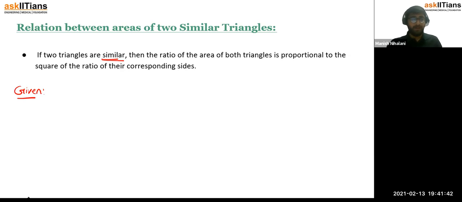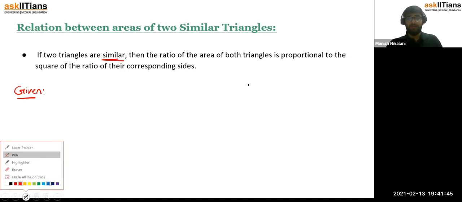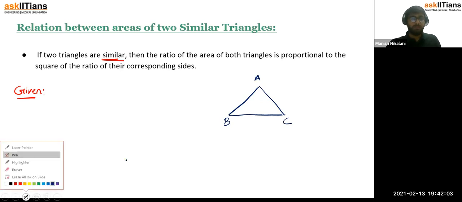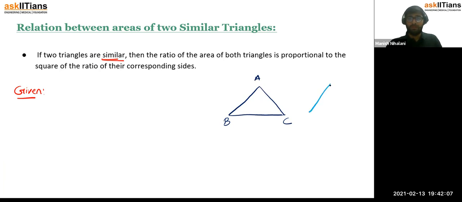Let's first draw two triangles, right? That is triangle ABC and triangle, maybe we can take DEF, right? So let's take triangle ABC. This is A, B, C. And then we have D, E, F, right? So let's see. We are given that triangle ABC is similar to triangle DEF, right?